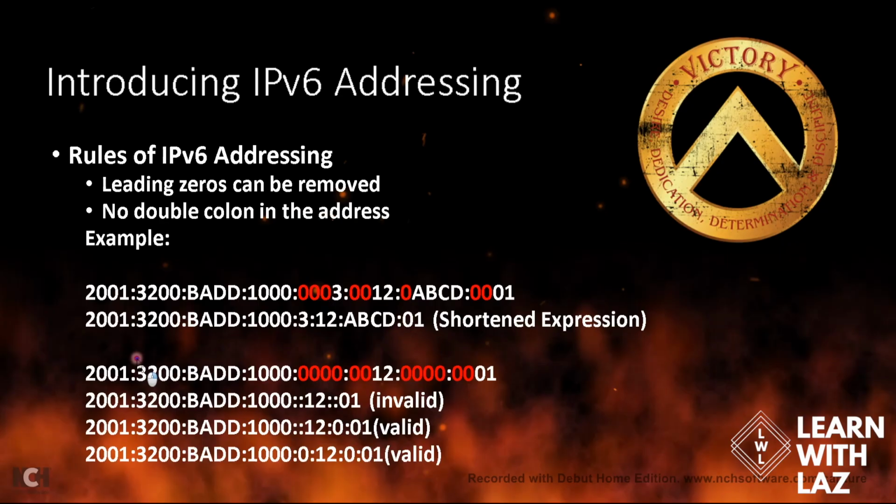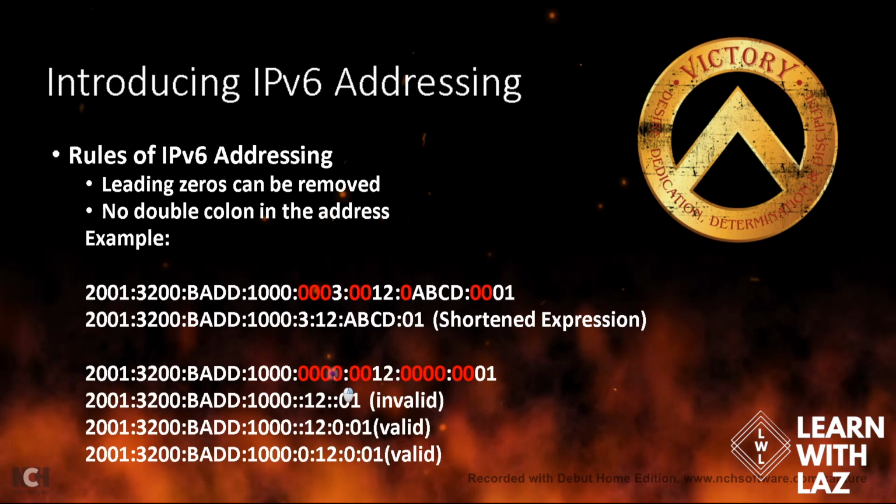You cannot have 2 double colons. And here's the example. So here we got an address. I'm trying to make it simple. You got a set of all contiguous zeros here. Then you got zeros here, and 12 contiguous zeros. Then 0, 0, 0, 0, 1, right? So here, look, I did it again. Okay, whatever. That's what happens when you copy paste.